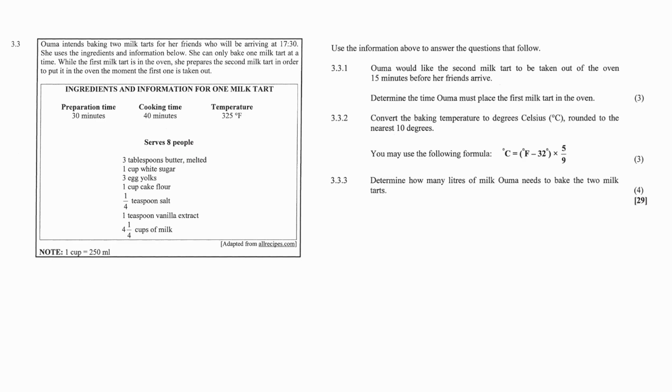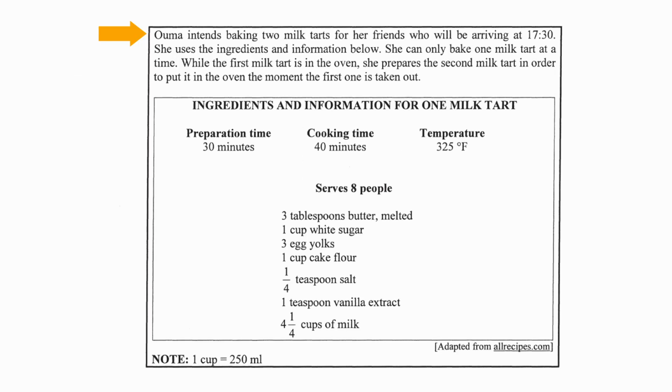Question 3.3 consists of 3 measurement questions that were designed to assess your understanding of time, temperature, and cooking conversions. It is stated that Oma intends baking 2 milk tarts for her friends who will be arriving at 5:30 in the afternoon. She uses the ingredients and information given below.